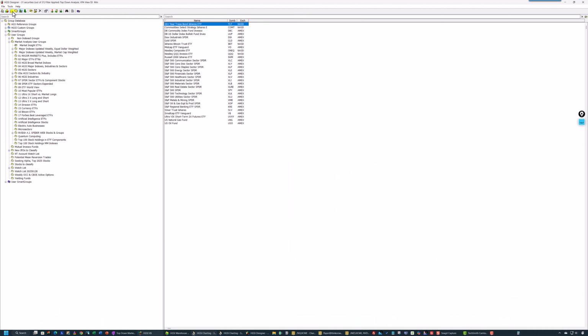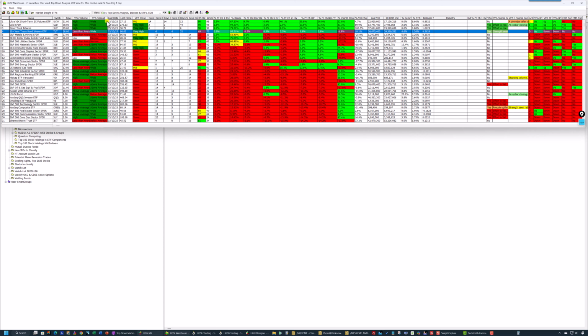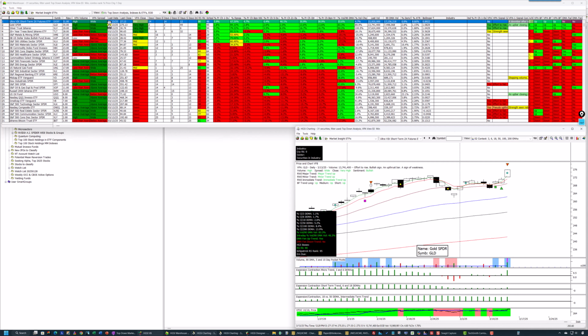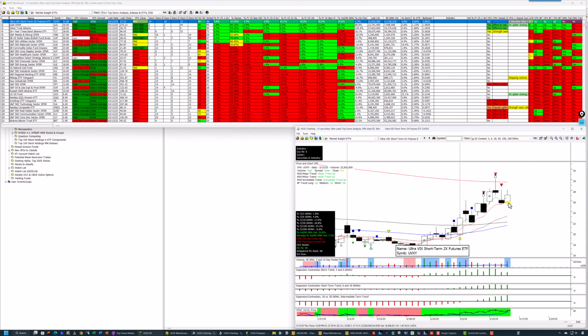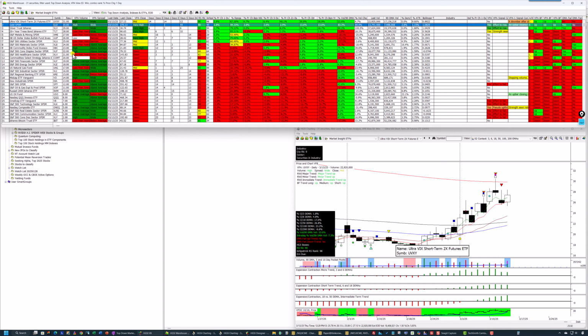Okay, I'll go back to the warehouse view. So the Ultra VIX, I showed you that. I didn't realize that it was printing the intraday, but you can see yesterday it was a white candle rather than coming down. It was still going up. So this is the way it looked last night.